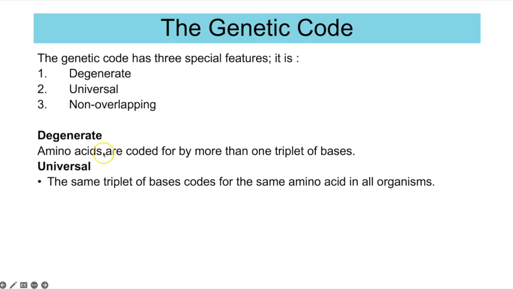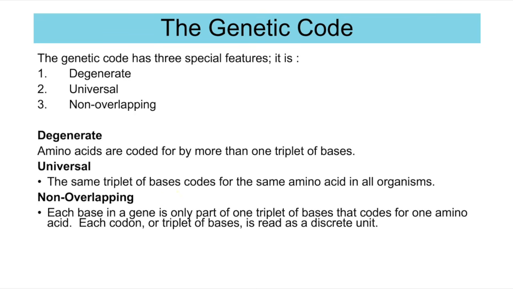Universal is that the same triplet of bases codes for the same amino acid in all organisms. And lastly, non-overlapping. This is when each base in a gene is only a part of one triplet of bases, or you could describe it as a discrete unit. So each codon is its own separate discrete unit. There's no overlapping of the bases in multiple triplets.